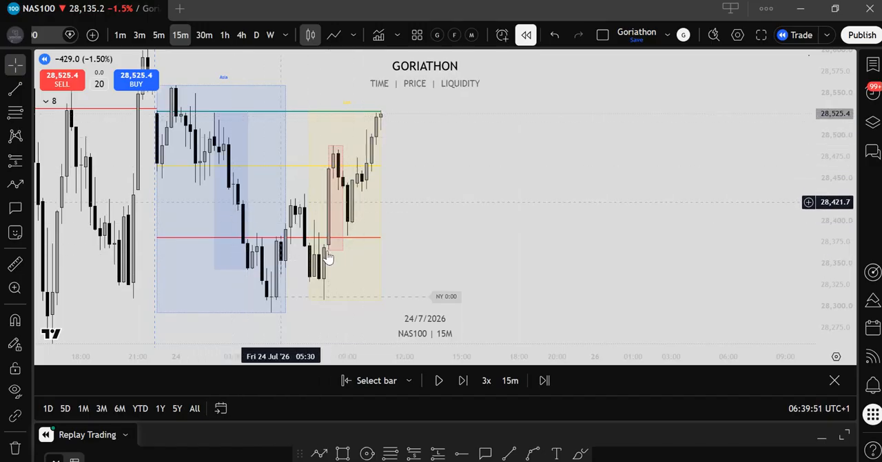Now we utilize this to help formulate a bias or as an additional confluence to what we are going to trade, right? But it's never going to be a hard and fast rule about selling at a resistance or buying at a support, right? It's only going to be an additional confluence.